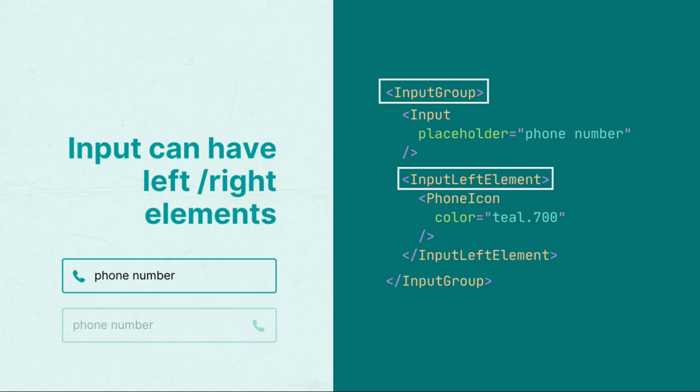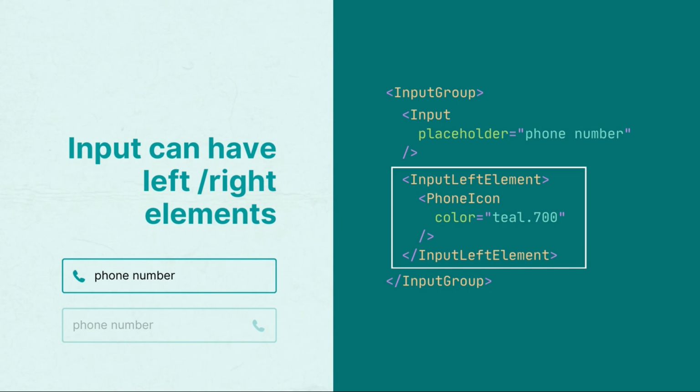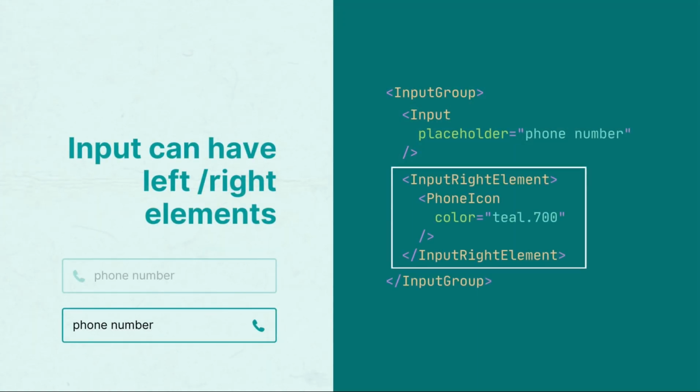To have an icon on the left of our input, we need two additional components, input group and input left element. First, we wrap input left element around the icon, then enclose input and input left element within the input group. What if we need our icon on the right of the input? You guessed right, we use input group and input right element, repeating the previous steps.